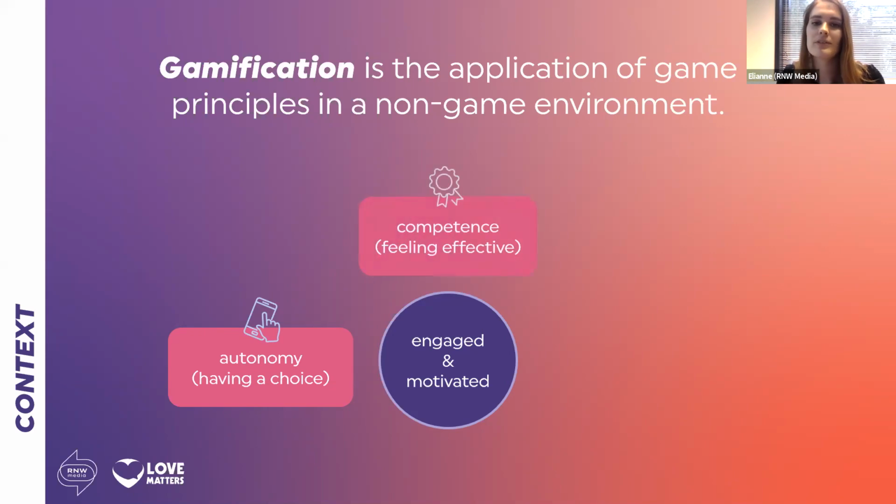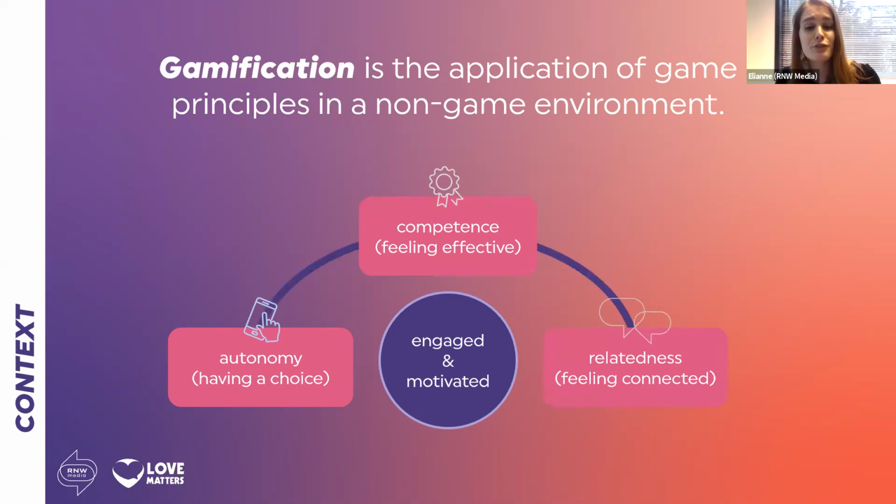The second one is competence, which relates to that you feel effective, like you have achieved something or you've mastered something. And the third one is relatedness, which sounds a little bit abstract, but it means that you feel connected to other people, usually a group of peers. So self-determination theory says, as long as you have these three basic needs fulfilled, that's when people are engaged and motivated to actually change their behavior.